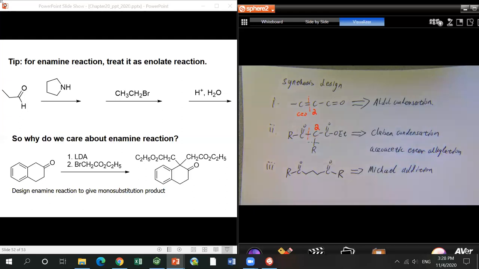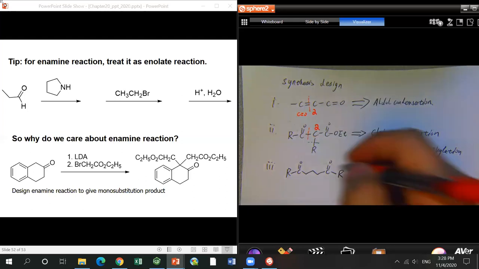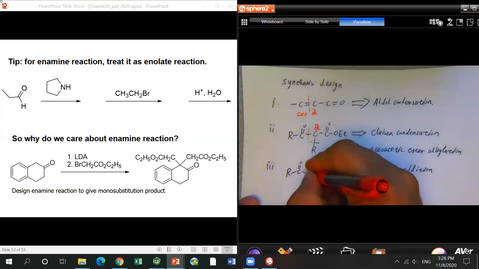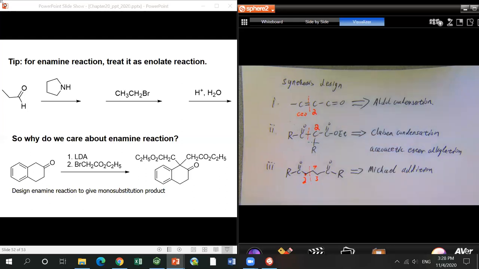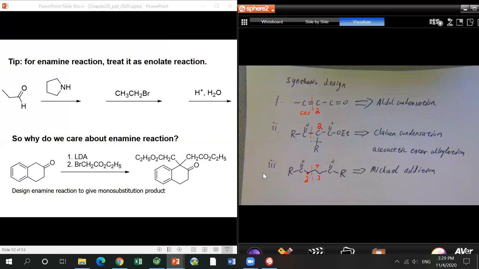So for Michael addition, it depends on which part. Whether this one is the original alpha carbon, that's the original of your fourth carbon and third carbon, and then you form a bond between these two carbons. So that's the C=C double bond here and the addition here. So that's a little bit of key points. If there are synthesis questions, it depends on what the target molecule is, and you combine these reactions.